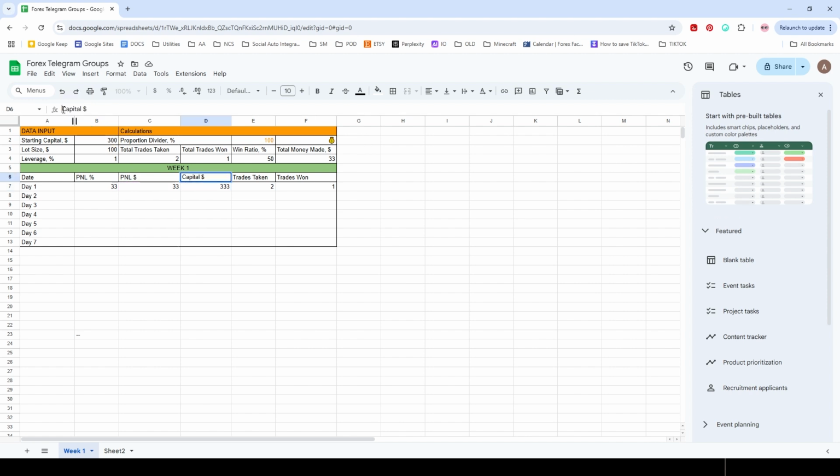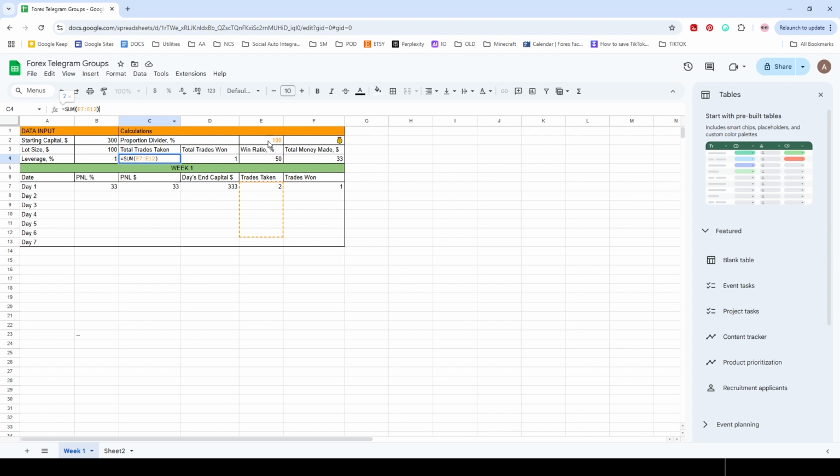Maybe I should specify it as days and capital. And then we have total trades taken, which is the sum of this column right here. I need to expand this a bit more to 13. Total trades won is the sum of this column right here. I also need to expand this a bit more to 13. So both of these cells I will be inputting myself.